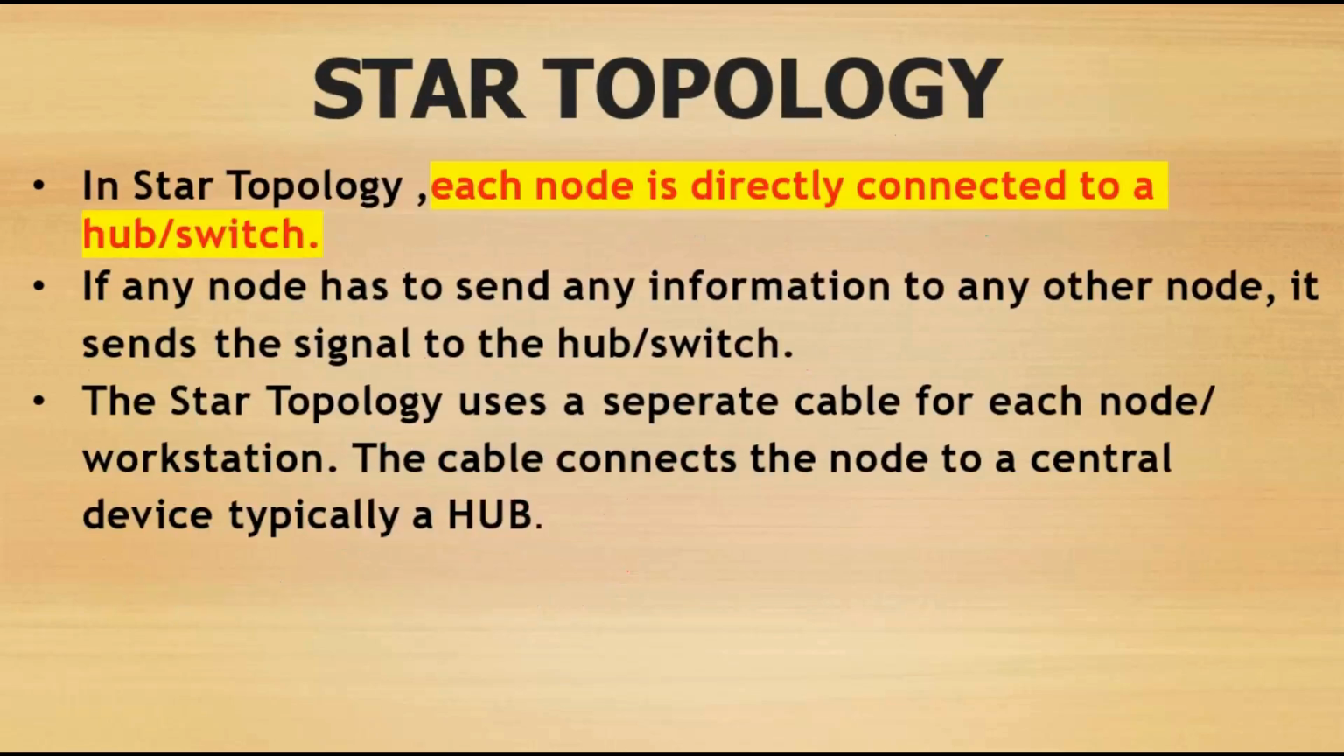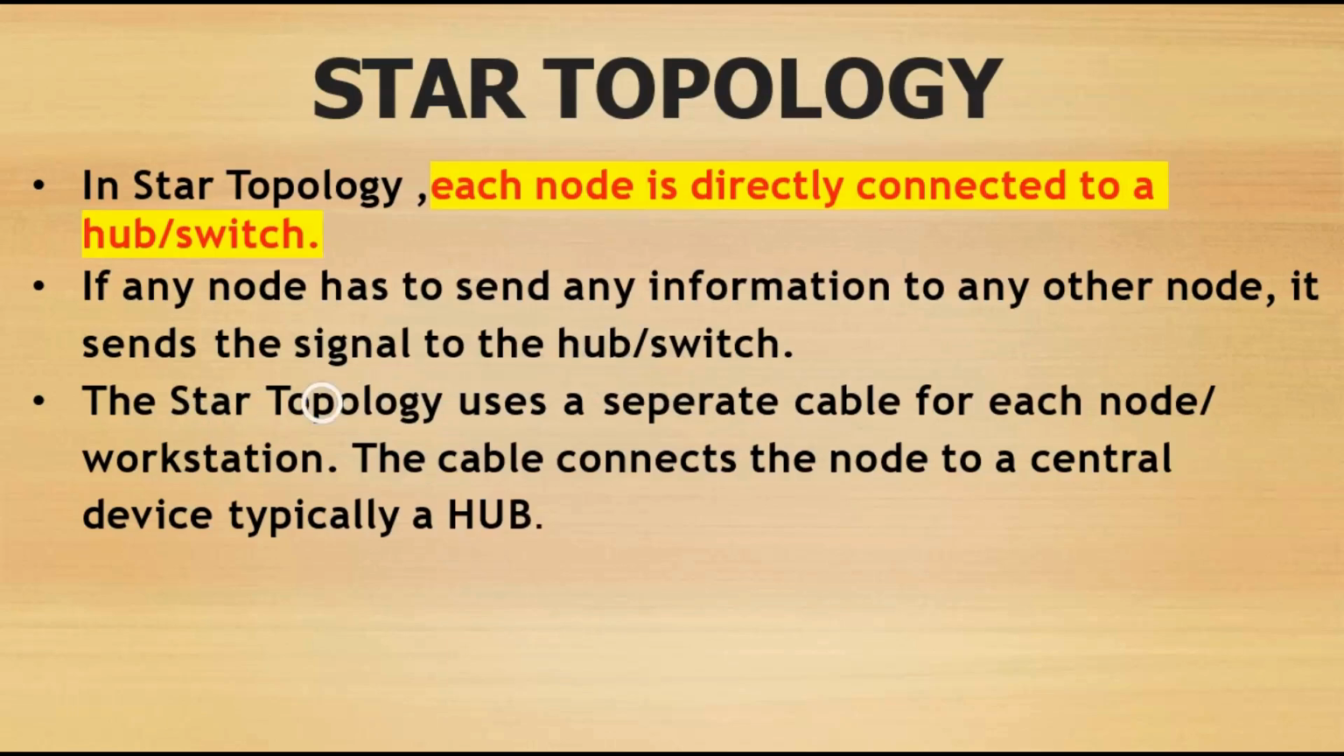So first is called star topology. In star topology, each node is directly connected to a hub or a switch. We have already seen the networking devices in the previous networking videos. If you have not yet watched those videos and don't know what a hub or a switch is, you can go and watch the video link below. So in the first point, they are trying to say that in star topology, each node is directly connected to the hub or a switch. If any node has to send any information to any other node, it sends the signal to the hub or a switch. After that, the switch or hub will transmit the message to the destination node.